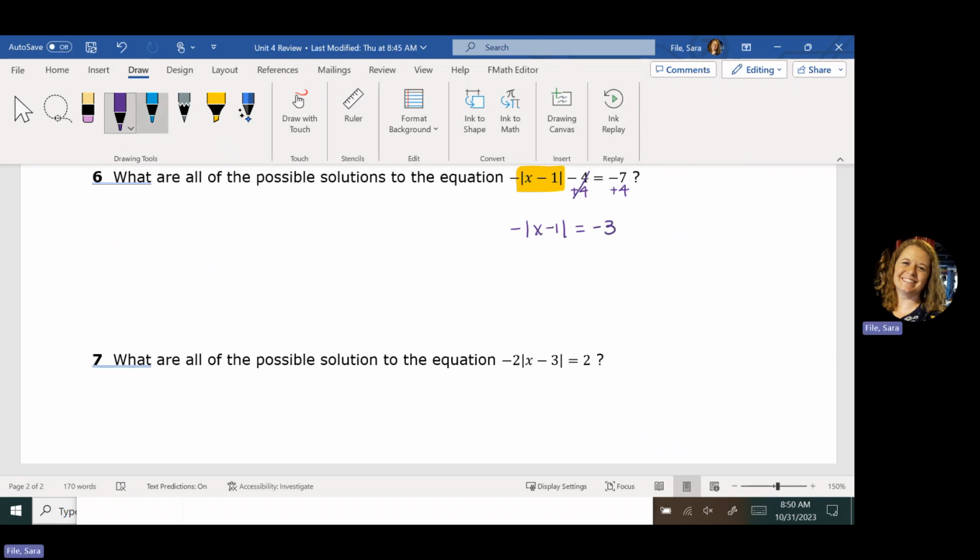Now we're going to get rid of that negative out front. That's an understood -1. So we're going to divide out that -1 because that -1 is being multiplied by the absolute value. So that gets rid of the negative, and a negative divided by a negative is a positive. So knowing that it's equal to a positive, I immediately know there's two solutions. So if this was multiple choice, I could eliminate any answer choice that said no solution or had only one solution.